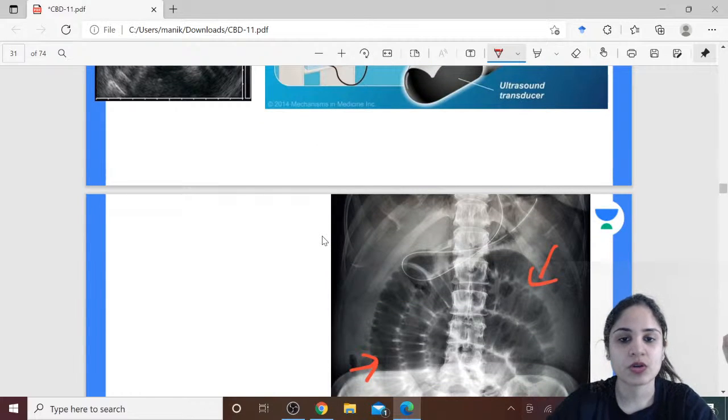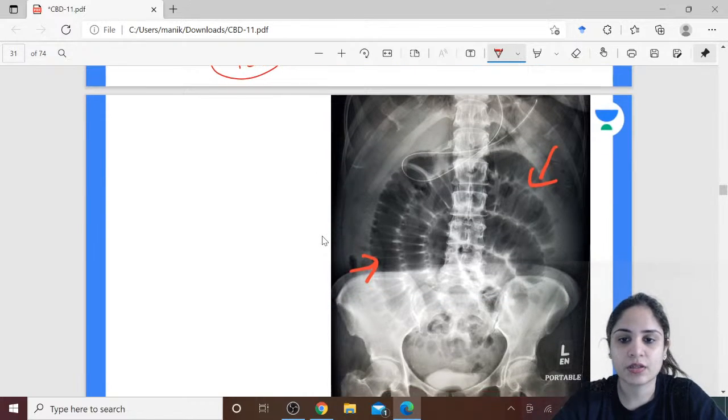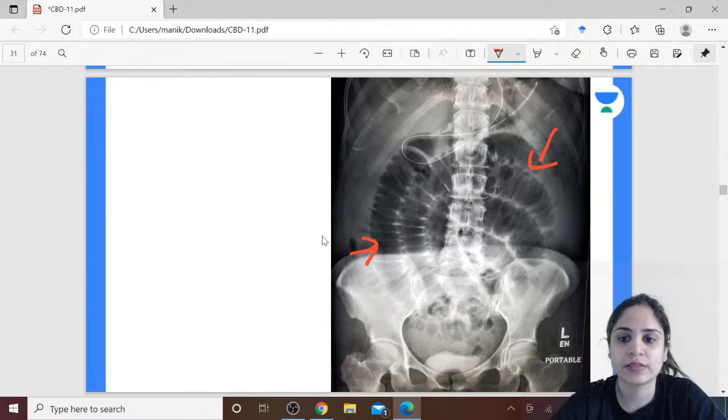Similarly, you should also know how the TEE probe looks like, the transesophageal echo probe. Now I have not put a picture of it, but you can go on Google and you can check the TEE probe and how it looks like. Okay, so those are the kind of questions that will help you gain an edge over the others.